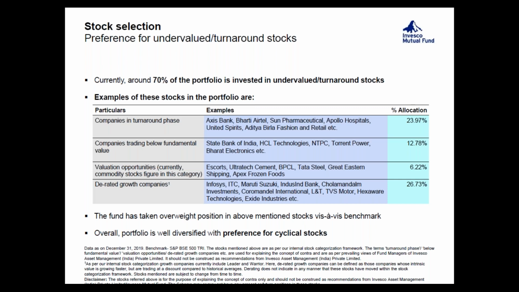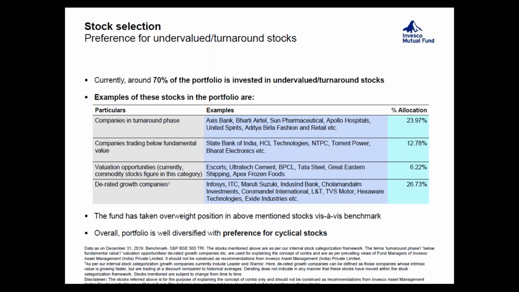The second type of companies are companies which we call trading below intrinsic value. Now, in this category, generally the companies which are preferred are companies which are cheap based on either price to earnings, which means earnings-based cheapness, or you buy companies cheap based on price to assets or price to book, which means replacement value cheapness. Now, if you look at the portfolio, almost 19% of the companies belong to this category.